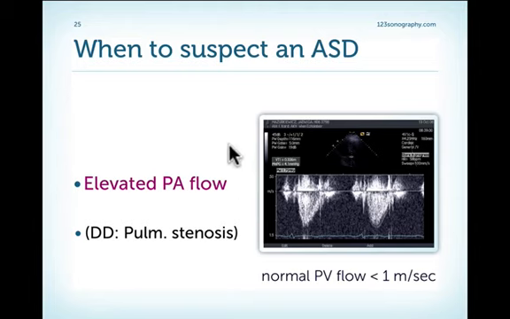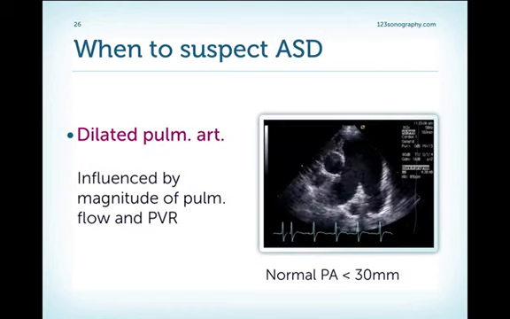Another hint to think of an ASD can be the elevated flow in the pulmonary artery. Of course, one has to be careful that this is not mistaken for pulmonary stenosis, but in case of a normal pulmonary valve, but increased velocity indicating increased flow in the pulmonary artery, this can be one hint for a significant shunt in a patient with atrial septal defect.